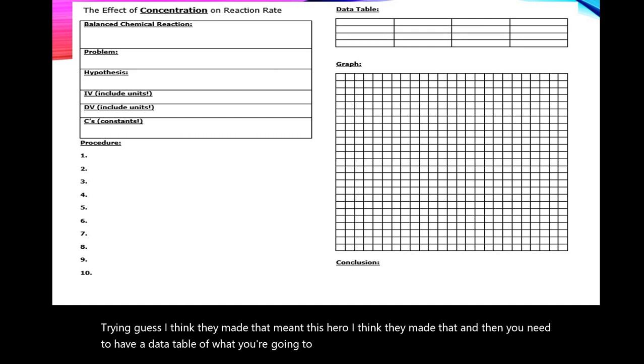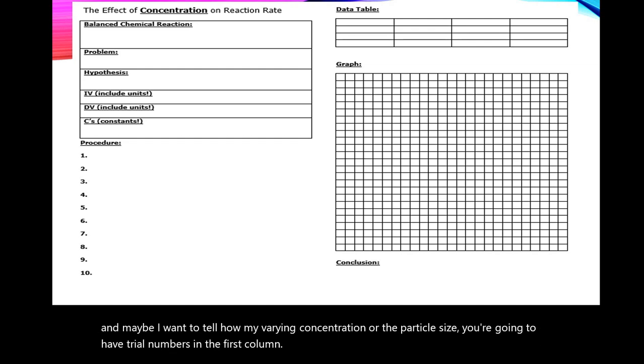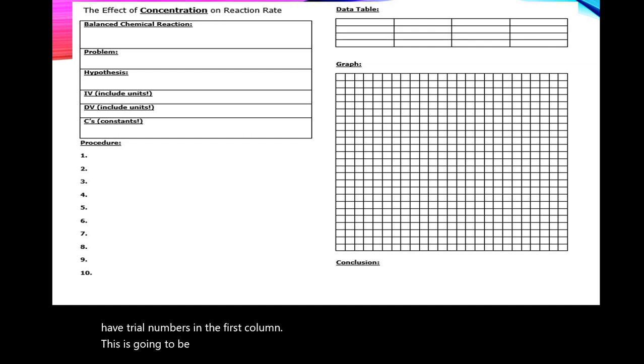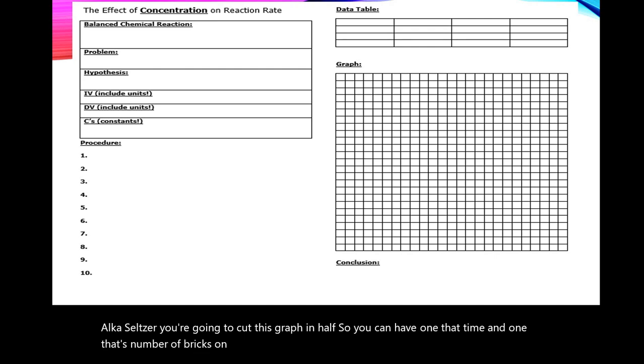So for sure you're going to want time, and maybe you're going to want to tell, like, how am I varying the concentration or the particle size. You're going to have trial numbers in the first column. This is going to be your time or your number of bricks. So when you do the one that's the Alka-Seltzer, you're going to cut this graph in half so you can have one that's time and one that's number of bricks. On the bottom is your trial number. Okay? Then you have error analysis.